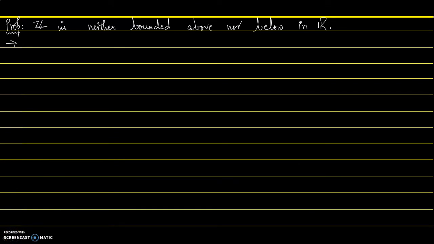Another application of the Archimedean property is this result, which says Z is neither bounded above nor below in R. So the set of integers is neither bounded above nor below in R. All right, so we need to prove both things, that it is not bounded above as well as below. So first we will show that Z is not bounded above in R.